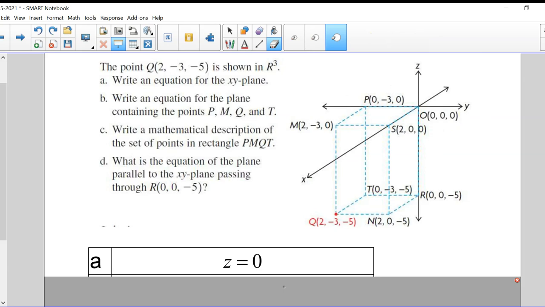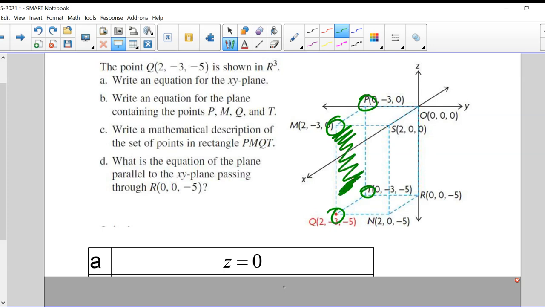So this plane contains the points P, Q, M, and T. So here is P, here is Q, here is M, and here is T. So it's really, if you think about it, this is one piece of that flat surface. That rectangle that we just drew is sitting on that plane, right? It's not the whole plane, it's just part of the plane, but it says write an equation for the plane containing those points. So all of those points are sitting on that plane. What would be the equation of that plane?